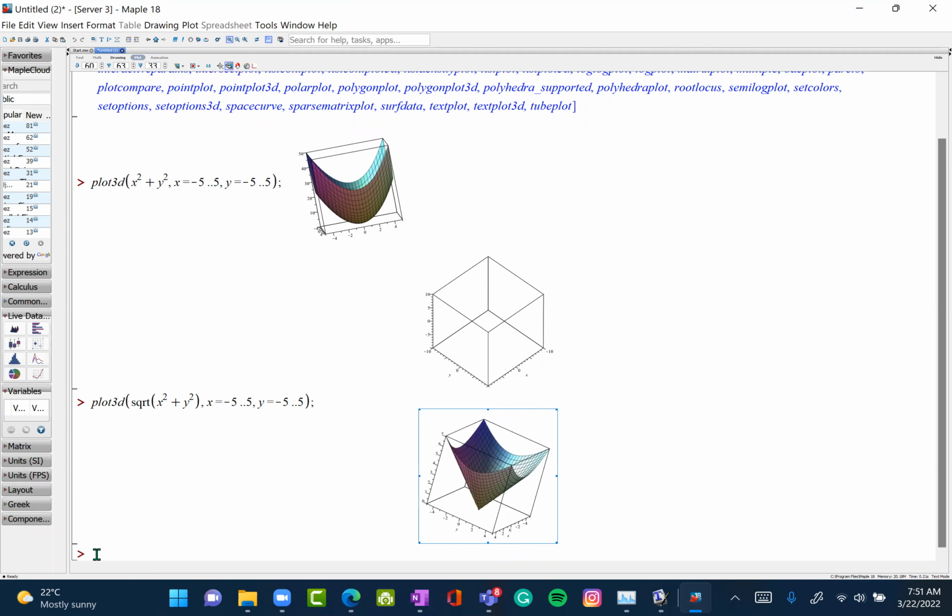And let's see what we have if the thing that we try to plot. Last one is z equals x squared minus y squared.